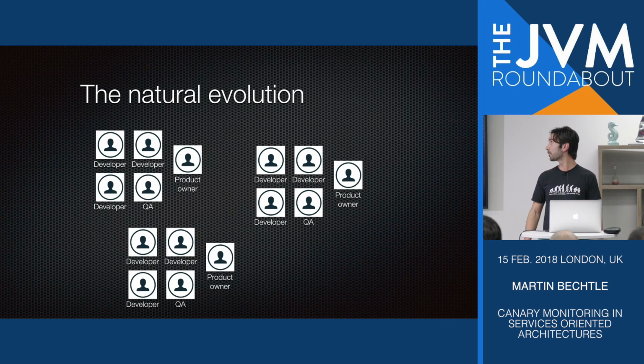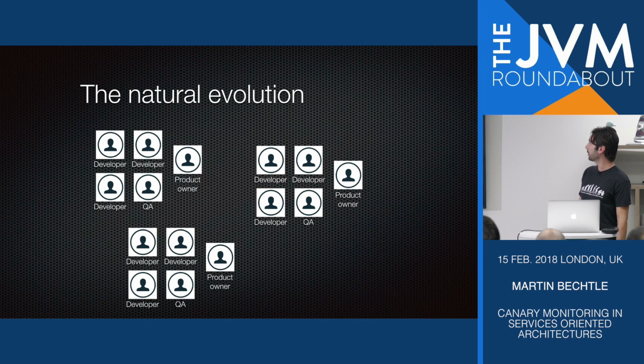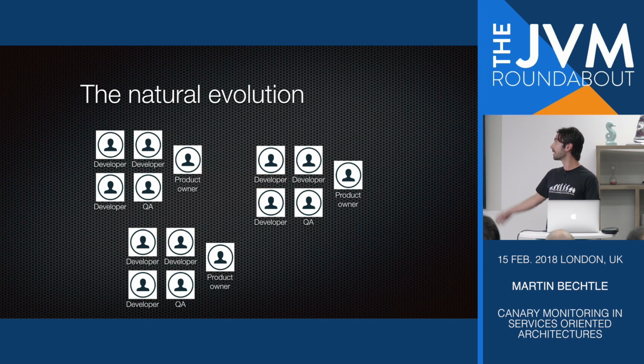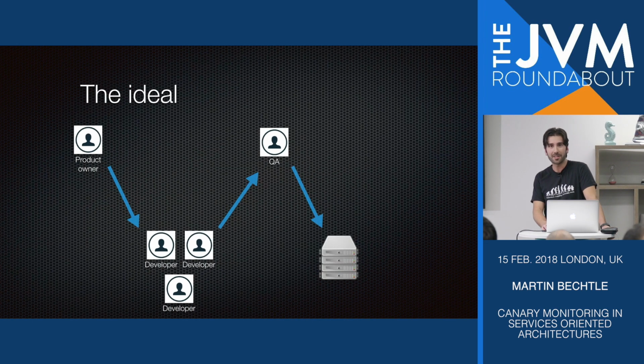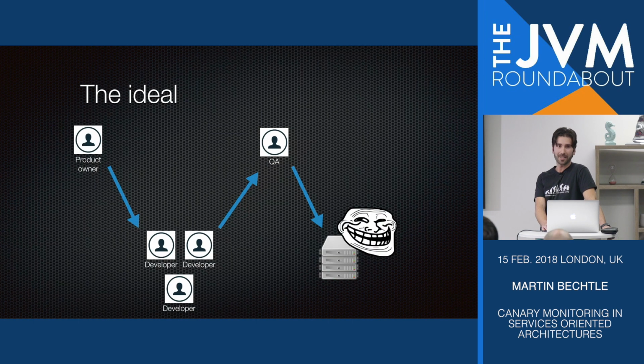But then the natural evolution is something like this. We got multiple developers, actually multiple teams, and in every team we got QAs, product owners. So this is the ideal. Product owner specs out, developers develop, QA tests, and then there we go into production, and everybody's happy. But that's too nice to be true.